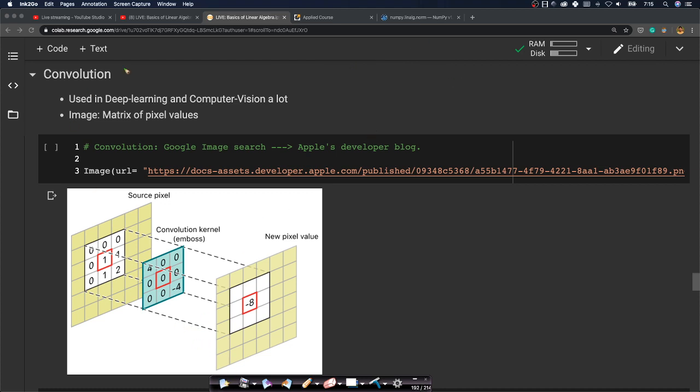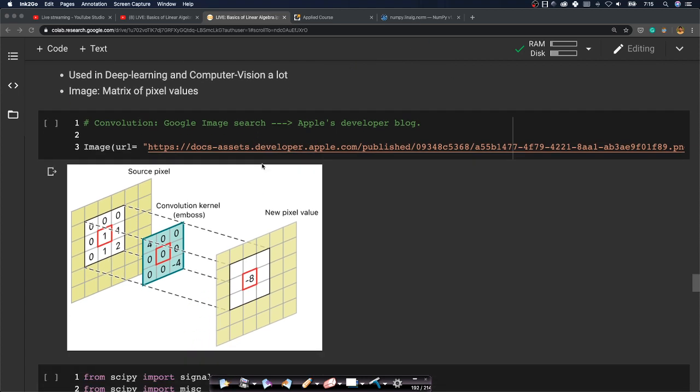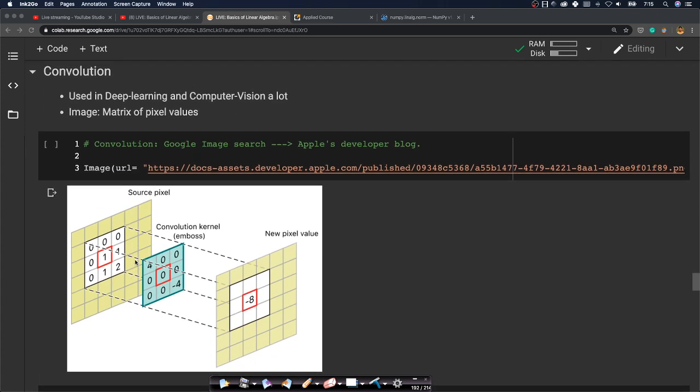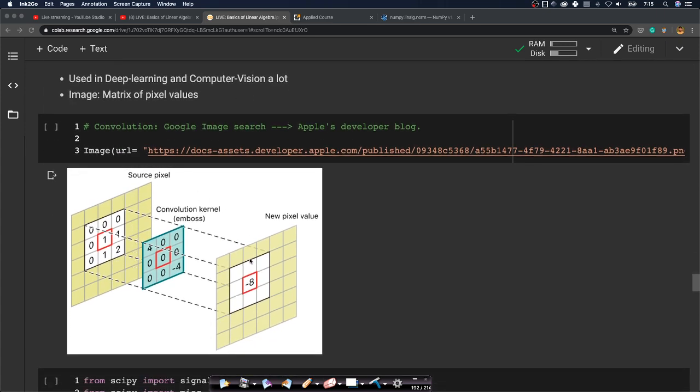Okay, so let's look at this. What does convolution do? I'll show you a very simple example of convolution and how it's powerful, because I want to explain the power of matrices in the real world. So let's look at a very simple example here. Suppose, imagine this is my image.